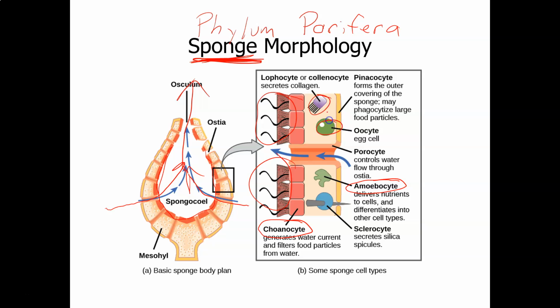This is an egg because a sponge is capable of sexual reproduction. And the sclerocyte has spicules in it composed of silica, which is similar to glass. The body of the sponge is called the mesohyl, and the inside of the sponge is called the spongocoel.